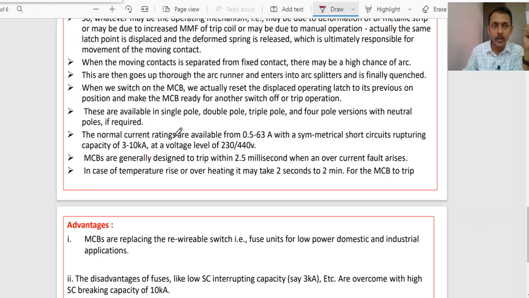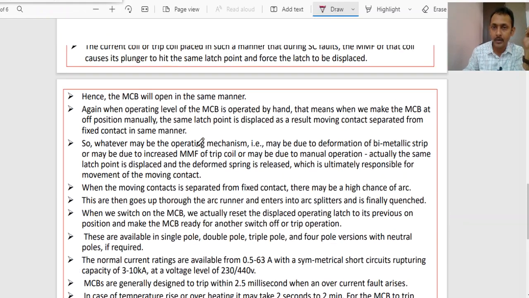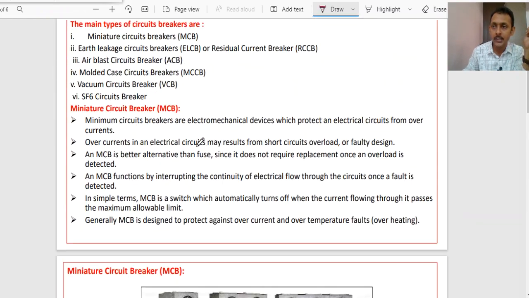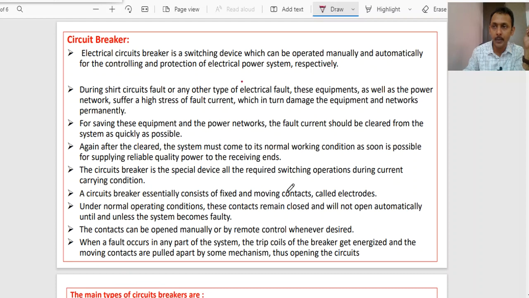In the previous video we discussed the fuse element, right? And there we discussed the different types of fuses. Similarly, here we are going to discuss one more switchgear component, that is the circuit breaker, which is a switching device operated manually or automatically for the control and protection of the electric power system.